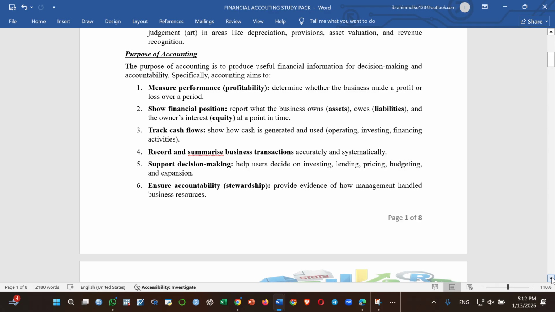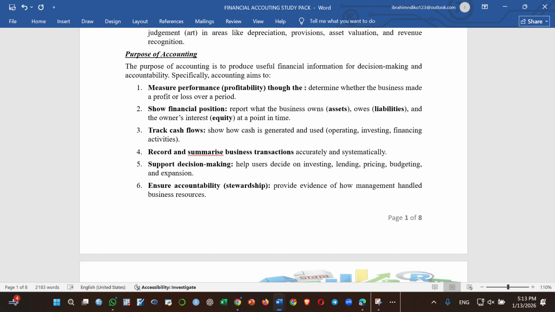Now, the following are the purposes of accounting. Number one, it measures performance. How do you measure performance? By looking at profits. So you go to the income statement, then you look at the profit. If the profit is positive, then we can say that the performance is good. If profit is negative, we can say that they had a loss during that year. So number one, it is there to measure performance, and this one is through the income statement.